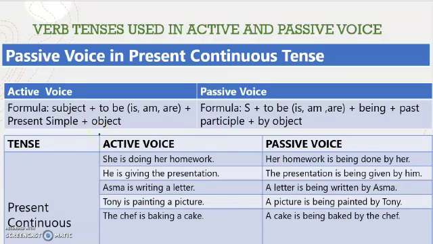Next one is the passive voice in present continuous tense. The formula with active voice is subject plus to be plus present simple plus object. And the formula with passive voice is subject plus to be plus being plus past participle plus by object. In present continuous, the active voice is she is doing her homework. Her homework is being done by her. Tony is painting a picture. A picture is being painted by Tony.